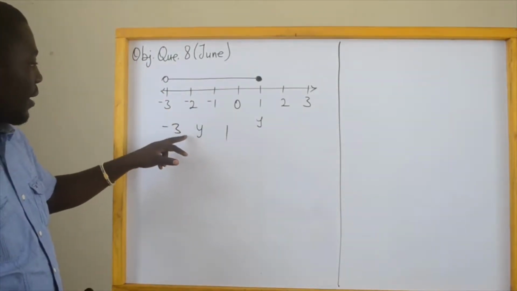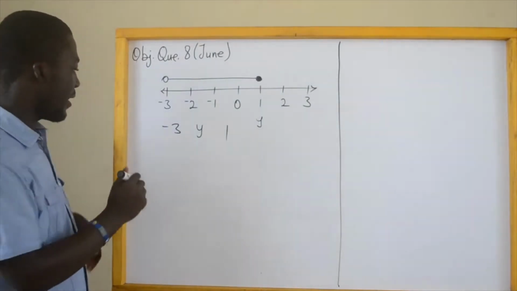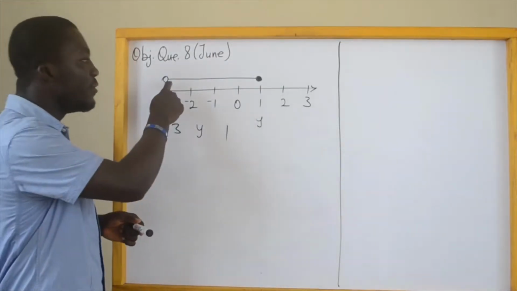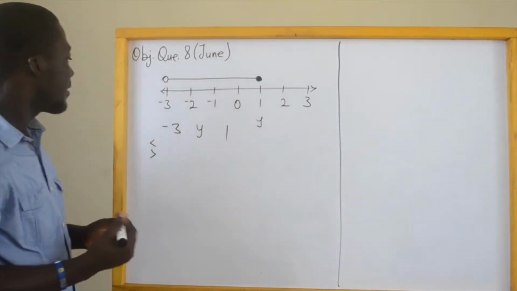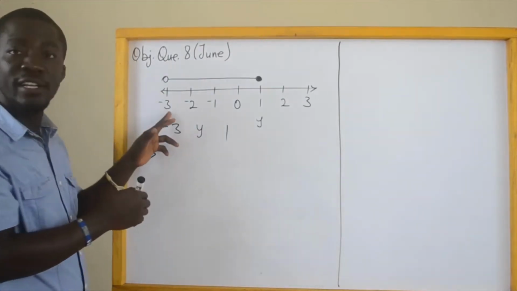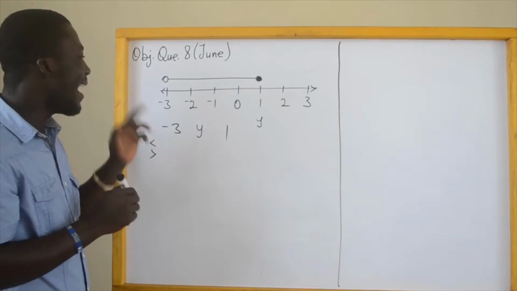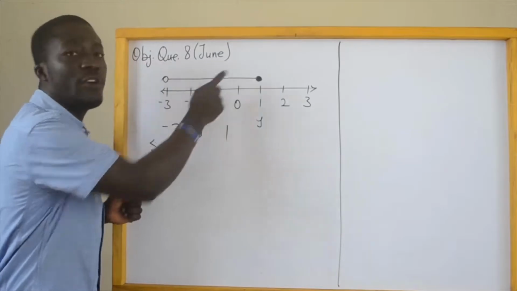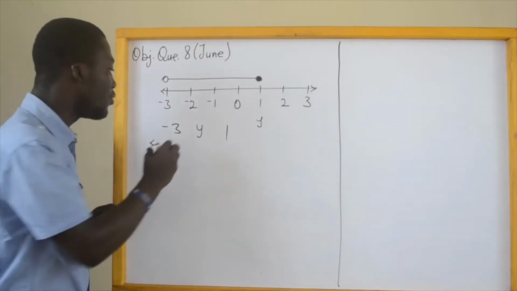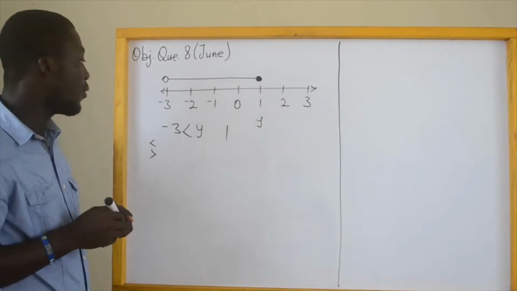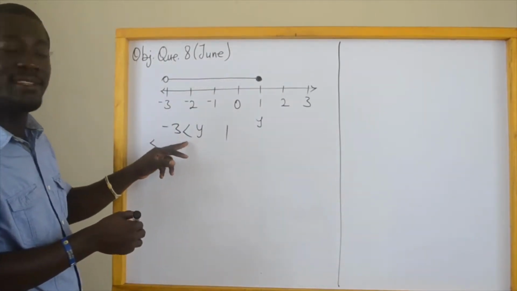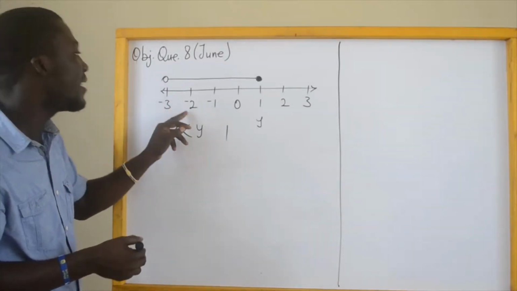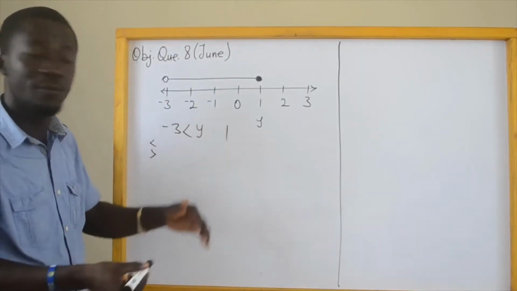So let's start from -3. We want to bring either less than or greater than. But the range of values within this interval signifies that the endpoint is -3 and the 3 is exclusive. The 3 is not part of the range of values. So we are going to use less than. So we get -3 is less than y. -3 less than y means we are going to get values like -2, -1, and so forth.